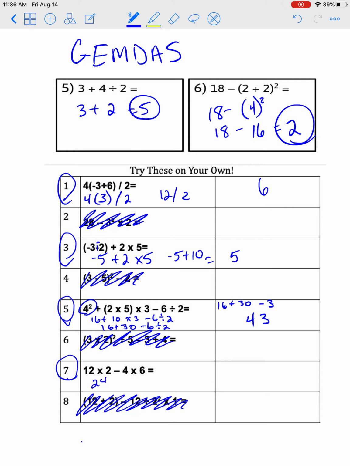All right, one more. 12 times 2 is 24. 4 times 6 is 24. Your answer is 0.